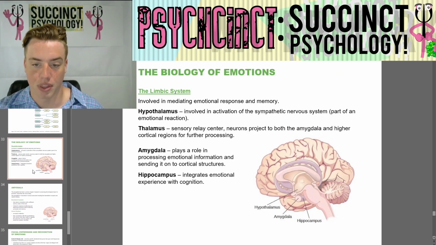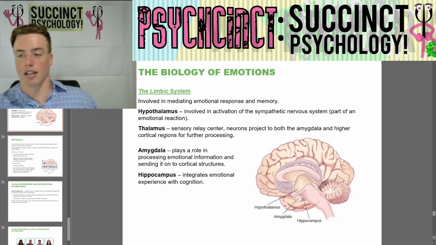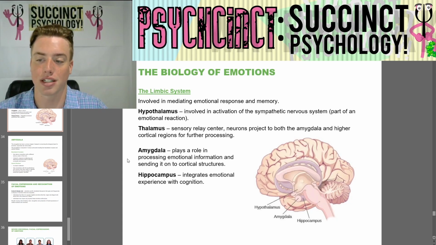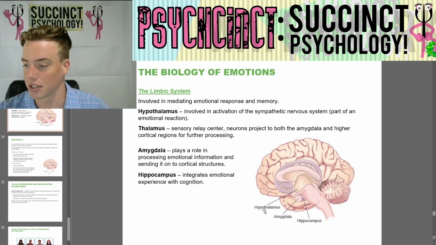So, going on. Now, the biology of emotions. We have the limbic system. It is involved in mediating emotional response and memory. So you have the hypothalamus, which is involved in activation of the sympathetic nervous system, part of emotional reaction. And then you have the thalamus, the sensory relay center. Neurons project to both the amygdala and higher cortical regions for further processing. Now, the amygdala plays a role in processing emotional information and sending it to cortical structures, and the hippocampus integrates emotional experience with cognition. So here you can see your hypothalamus, your amygdala, and then the hippocampus right behind it.